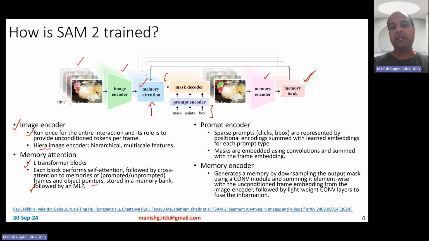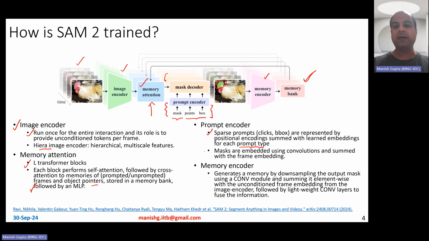Now, when the user is applying a prompt, you need a prompt encoder. The prompt encoder acts in different ways for a mask, which is a dense prompt, versus points and boxes, which are sparse prompts. So sparse prompts, like the clicks and bounding box, are represented by position encodings. And you also add segment embeddings, where the segment is defined as the prompt type here. Right? So you add prompt type encodings along with the position encodings.